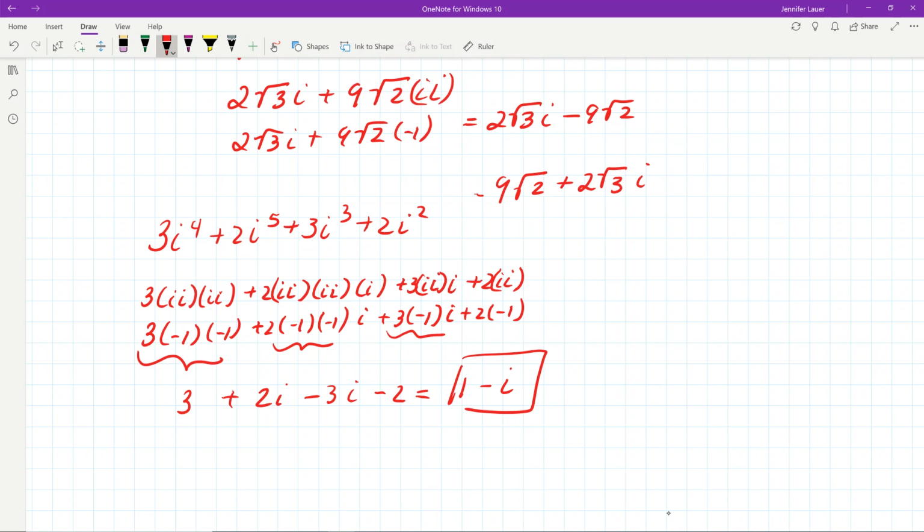And I think that's about it we're going to do for those. They get a little bit more complicated when we get into conjugates, but I'll do another video on conjugates.